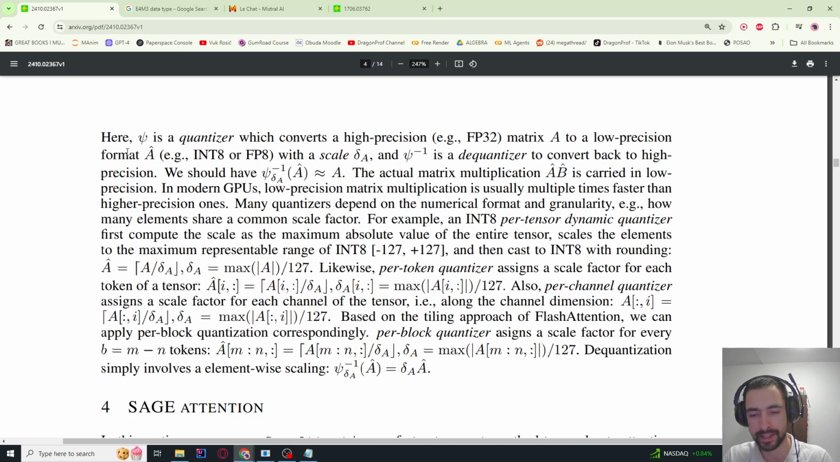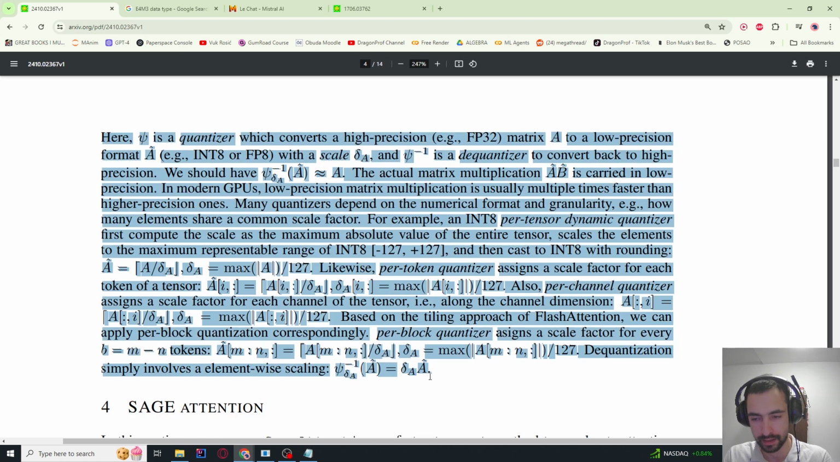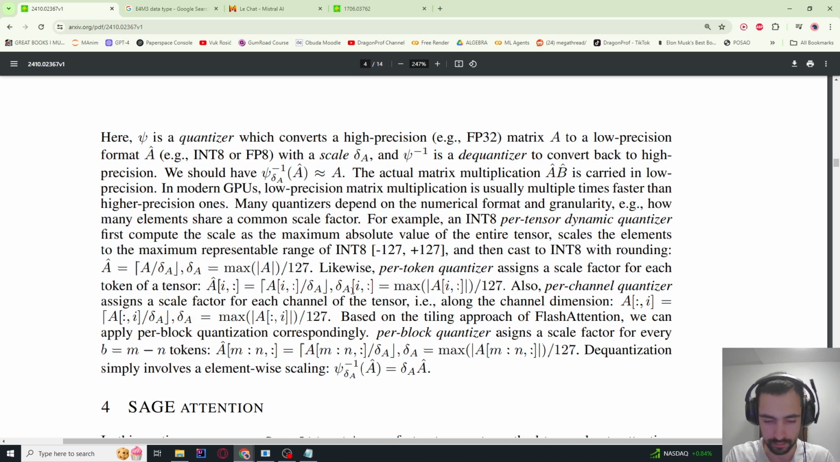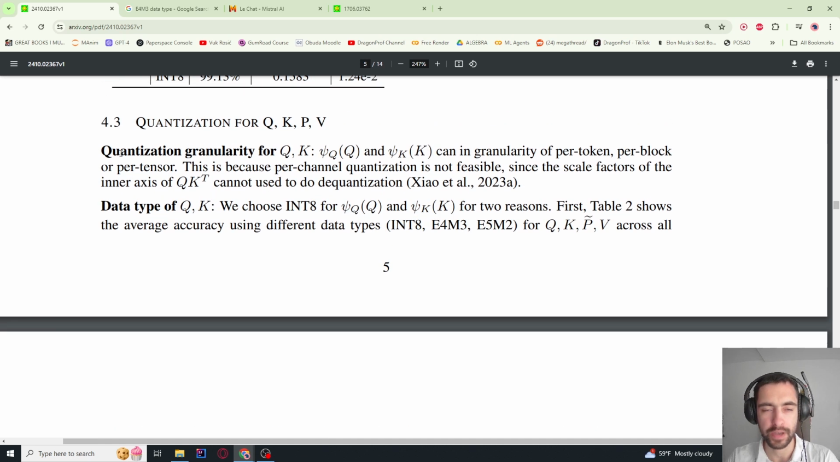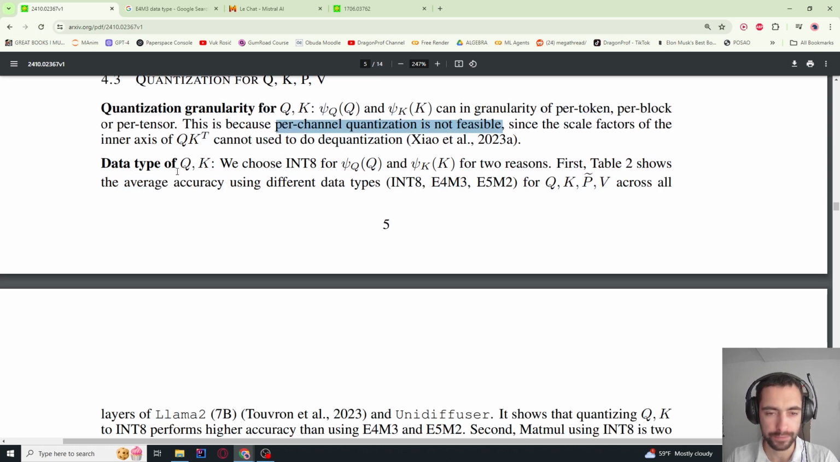So all of that is explained here, but this is a bit math heavier. Here they say which methods they picked. So, quantization granularity for Q and K: they are picking per token, per block, and per tensor, and per channel is not feasible. And then for the data types of Q and K, they are picking int8 because those are best in the table that I just showed.